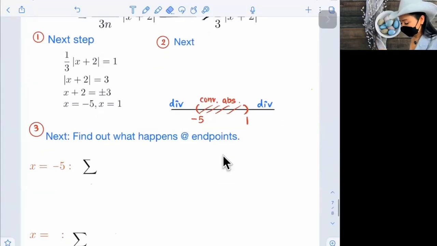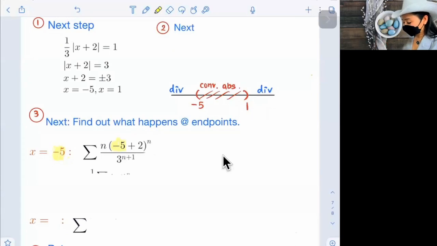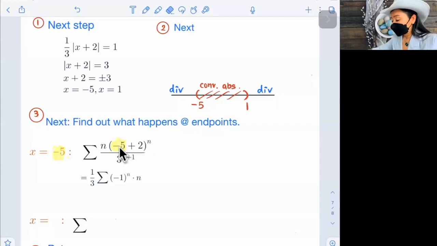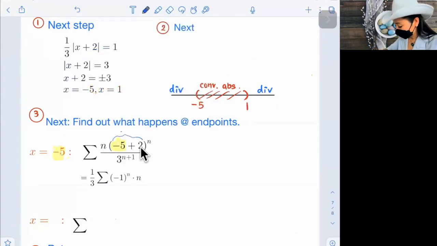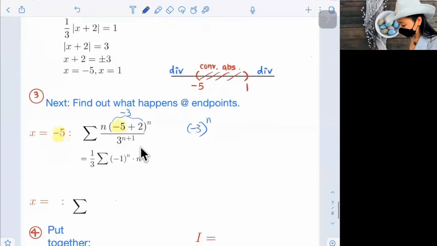Then what do we get here? We replace x by -5, and we got this series here. Now -5 plus 2 is -3, right? So this one over here is -3. So you have -3 to the n power, right? -3 to the n power.